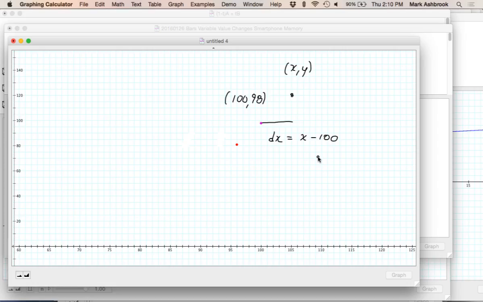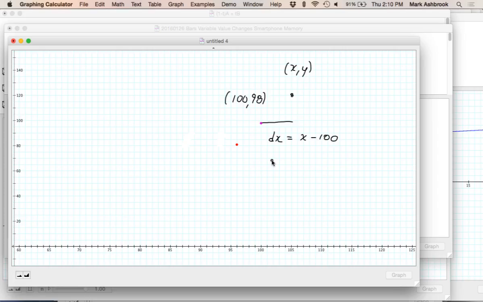Yeah. Could it be 100 minus x? Could be, as long as your dy is also like 98 minus y. So if you picked that x, y point down here where x was less than 100, then they'd both be negative, and when you do the dy over dx, it'll be positive. It'll all work out with the signs, but it's preferable, it's just kind of convoluting it.